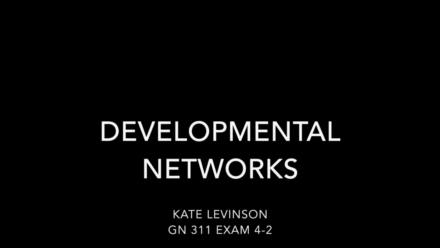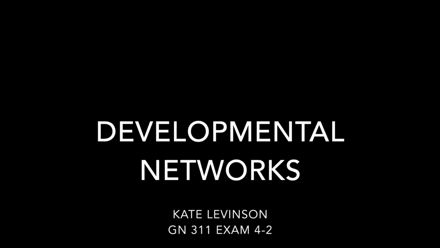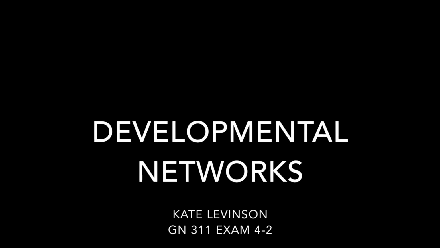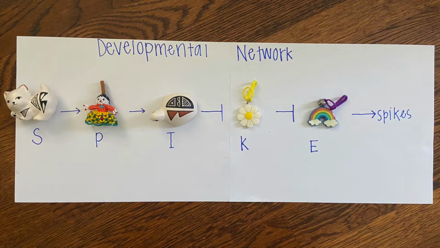Hello, my name is Kate Levinson, and today I will be discussing the developmental network and the effect mutations have on the outcome. So here we can see our hypothetical developmental network. The pathway leads to the development of spikes in certain cells of the ectoderm of the spiny beetle. However, not all cells in the ectoderm have spikes. Some are smooth. Let's go over what we have.